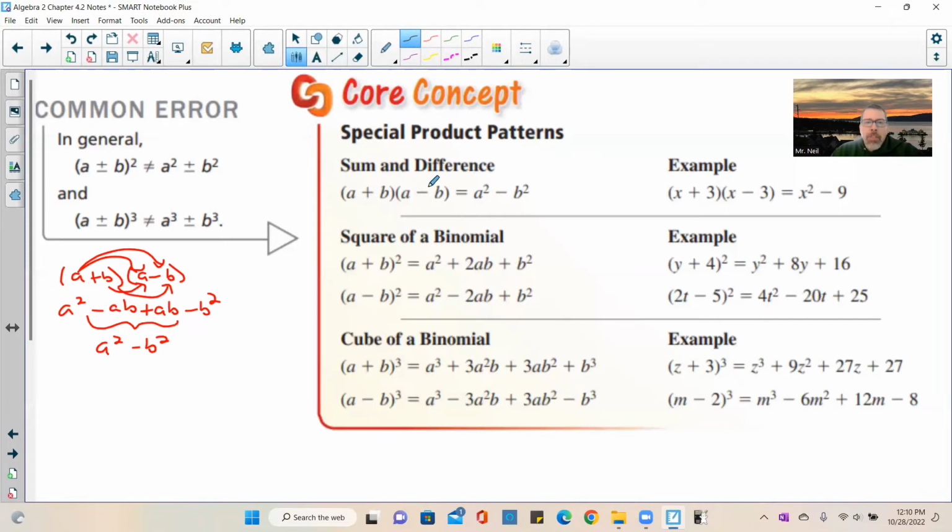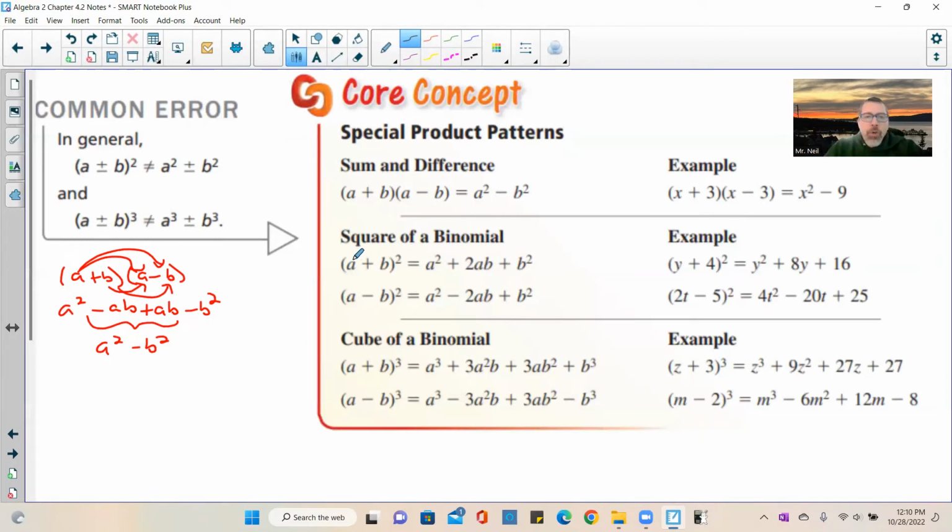And we get a plus b times a minus b, or vice versa. Here's an example. x plus 3 times x minus 3 is the first term squared minus, the sign is the two combined, a positive times a negative is negative, so it's always minus, and 3 squared is 9.